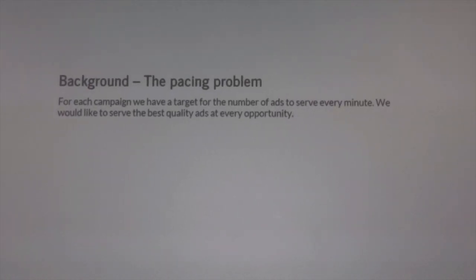The background is what we internally call the pacing problem: how do we want to pace an ad campaign. For each ad campaign, we have some target number of ads that we want to serve every minute, and we'd like to serve the best quality ads at every opportunity. The problem is we don't know when the best ads are going to come for the day. It's pretty easy to look back at yesterday and say, oh, these were the best million ads, I should have bought those. But I don't know what's going to come up. It's highly variable, and I have to make some predictions about what I want to do.